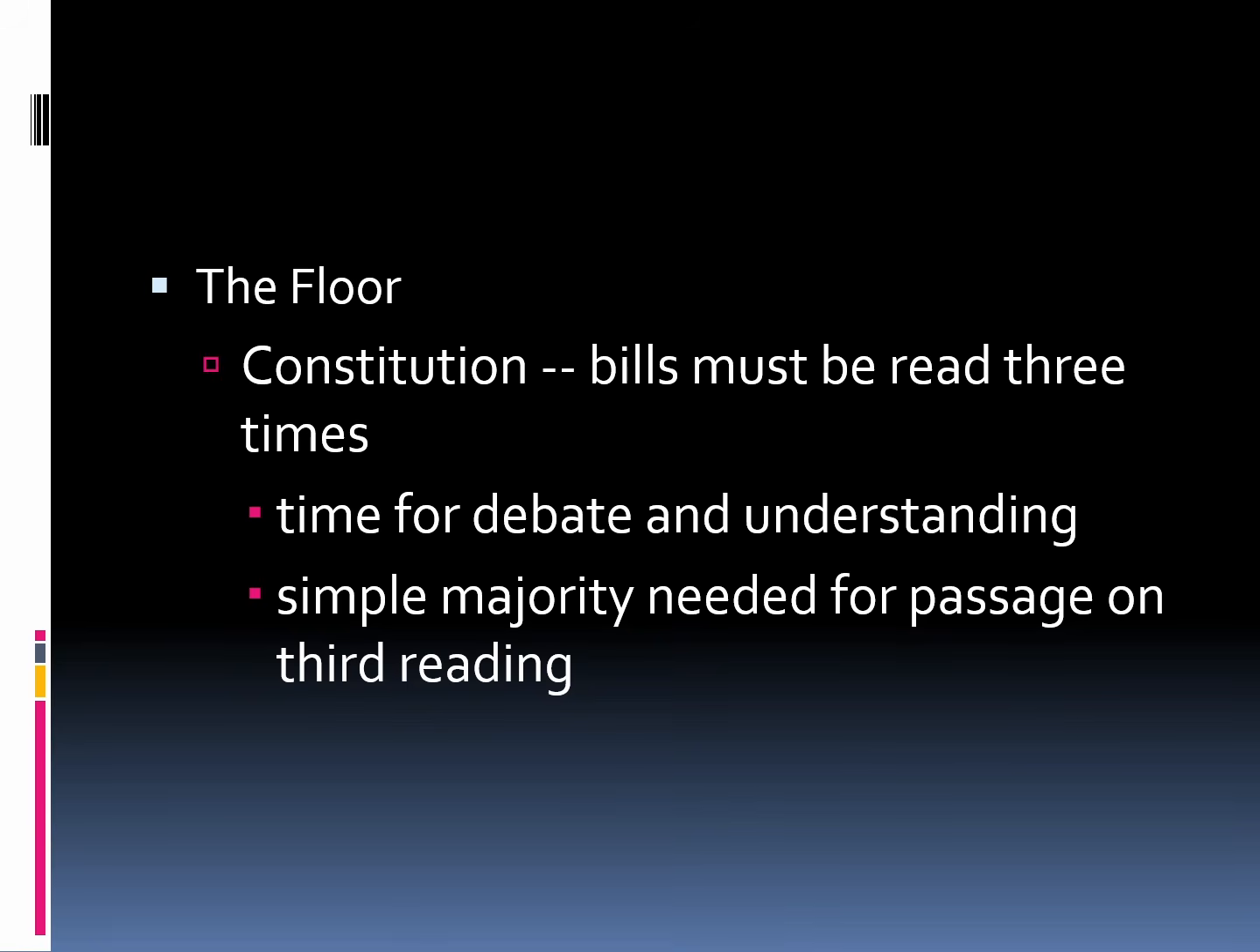So it gets to the floor, and the Constitution says that each bill must be read 3 times. The reason it needs to be read 3 times is that there needs to be time in between the readings for them to look at the bill, to understand the bill, to debate the bill. And so upon the 3rd reading, it takes a simple majority to pass. The simple majority means 50% plus 1 vote.